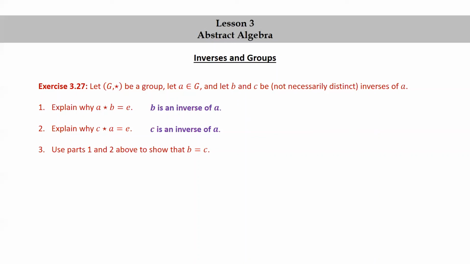And finally, number 3, use parts 1 and 2 above to show that B is equal to C. Okay, well, we have B equal to E star B using the identity property. And we could write E as C star A from 2. And then we could use associativity to write C star A star B as C star A star B. And then we could replace A star B with E from number 1 to get C star E, and C star E is just equal to C. So we see that we have shown that B is equal to C.